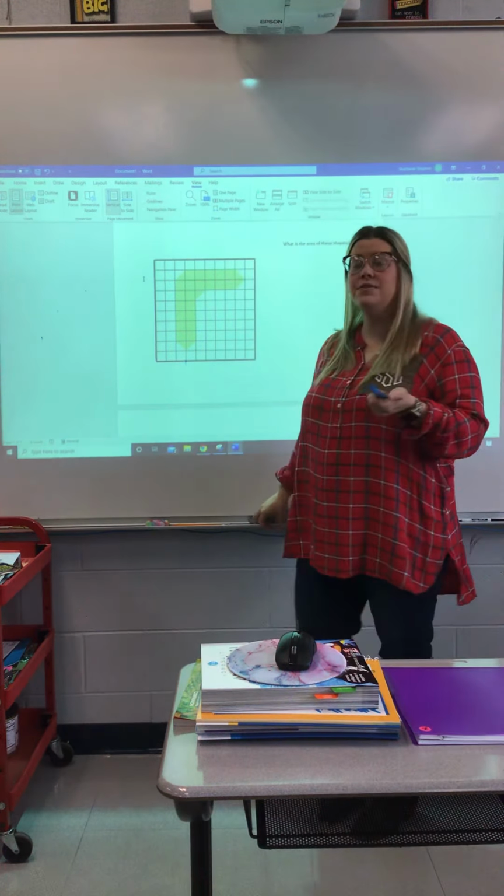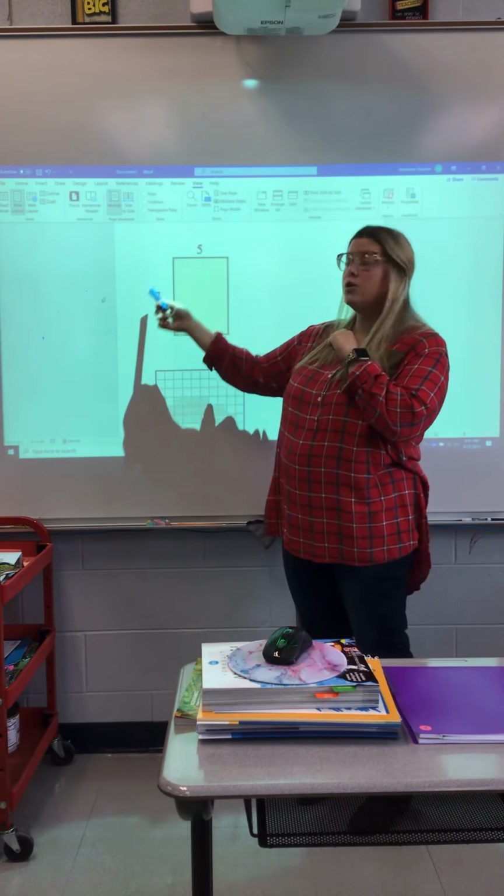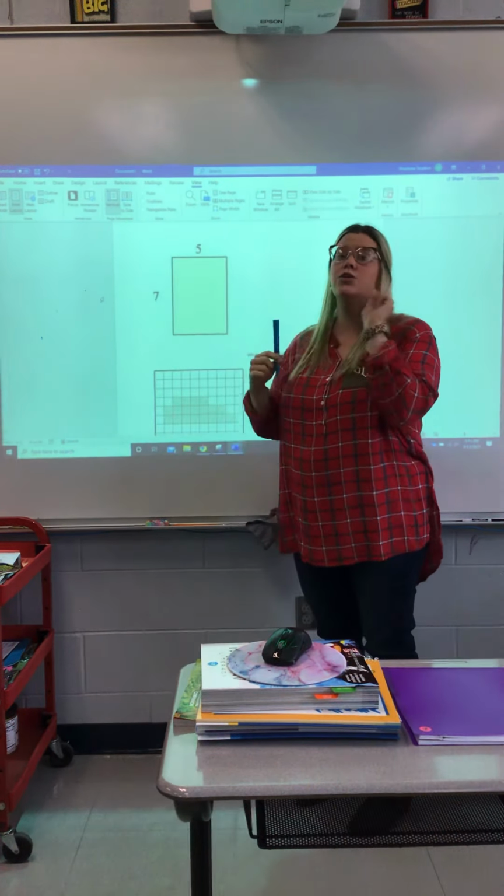Okay? Now we have a rectangle, first of all, and they've given me some measurements. My long side is 7, my short side is 5. Remember, I know I've said this a whole bunch of times, but it's really, really important, okay? When they only give you 2 numbers, you have to remember for perimeter not to forget to add your other 2 sides, okay?